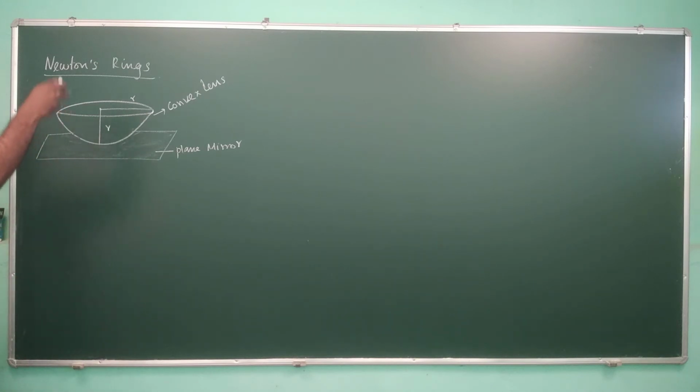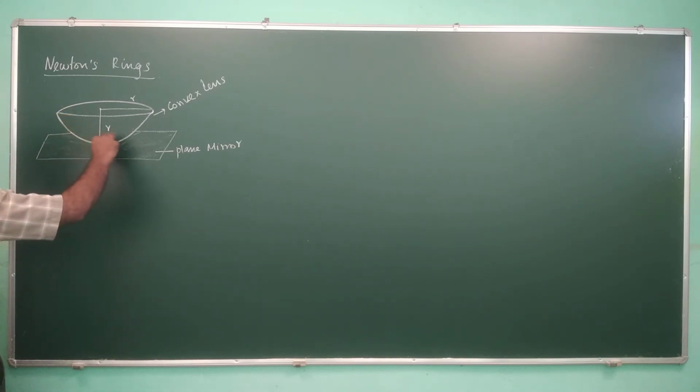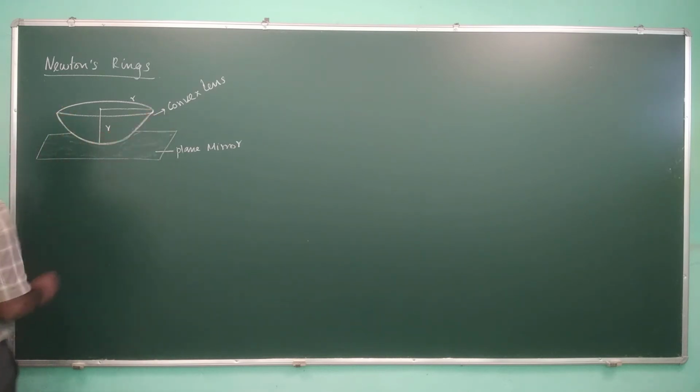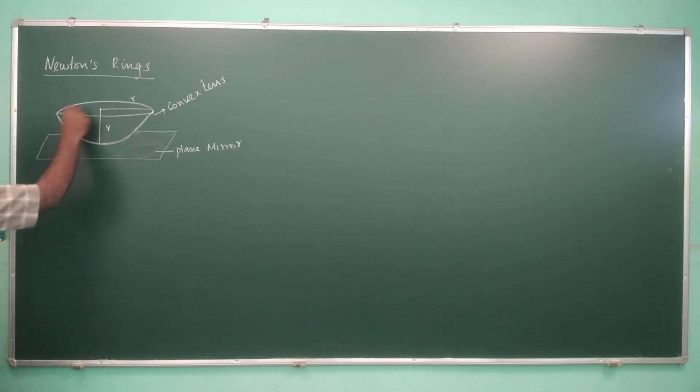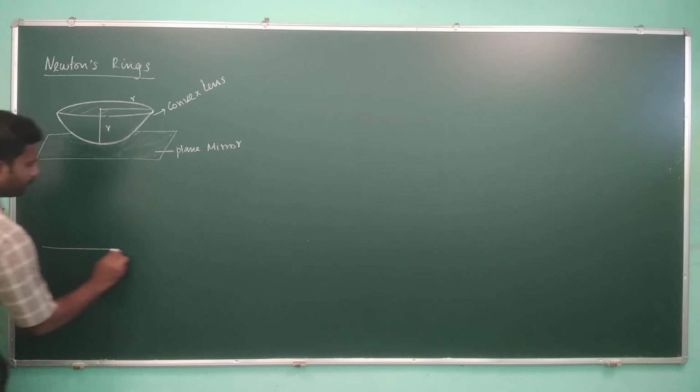A convex lens is placed over a plane mirror. Here we can notice the convex surface which is in contact with the plane mirror. So this is the three-dimensional diagram. We can draw it in a two-dimensional diagram.